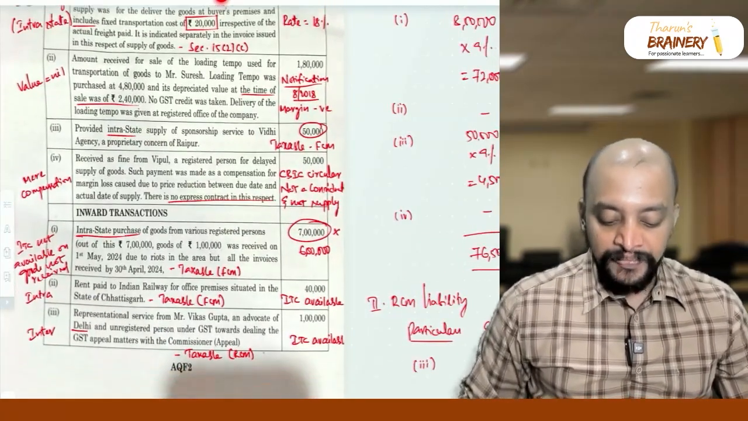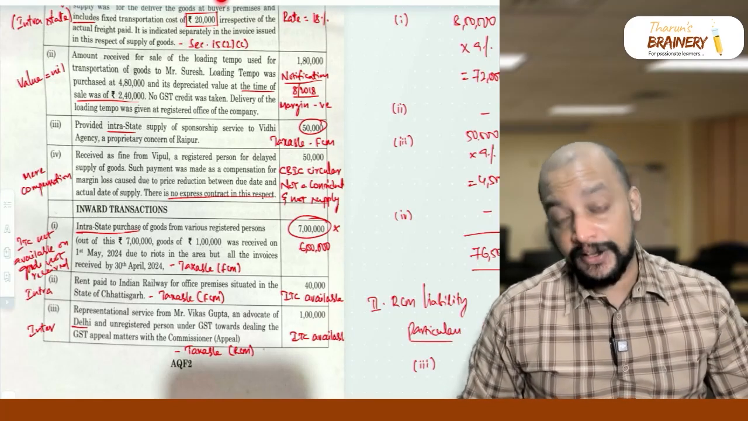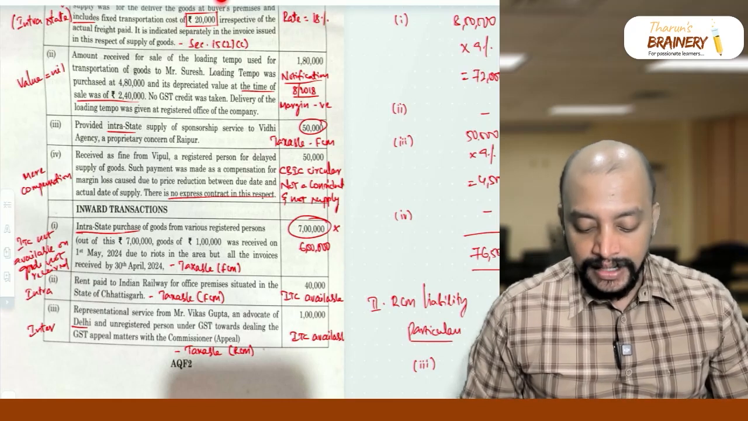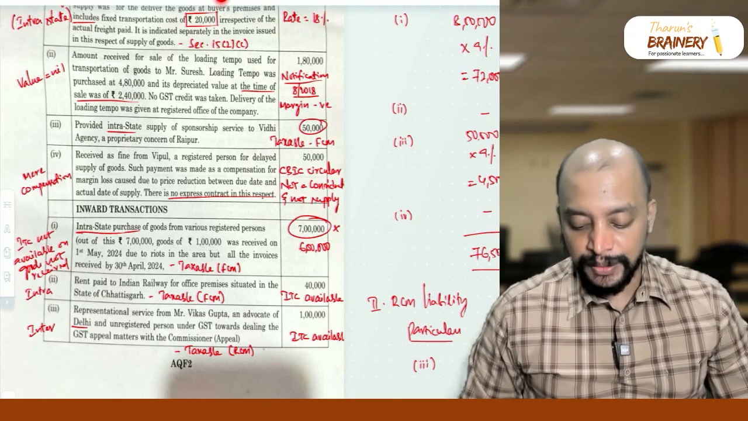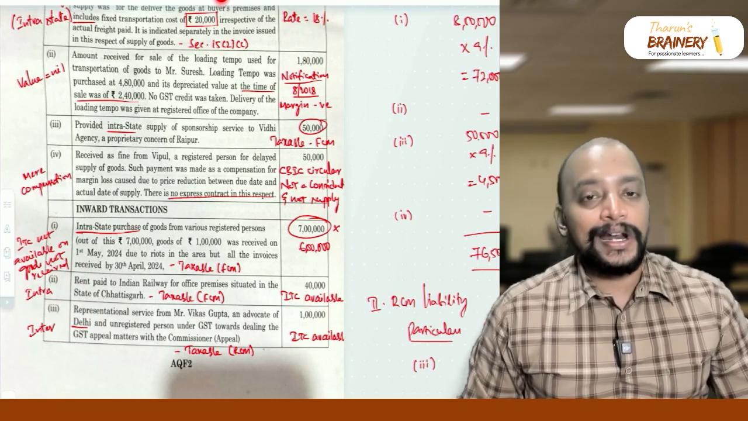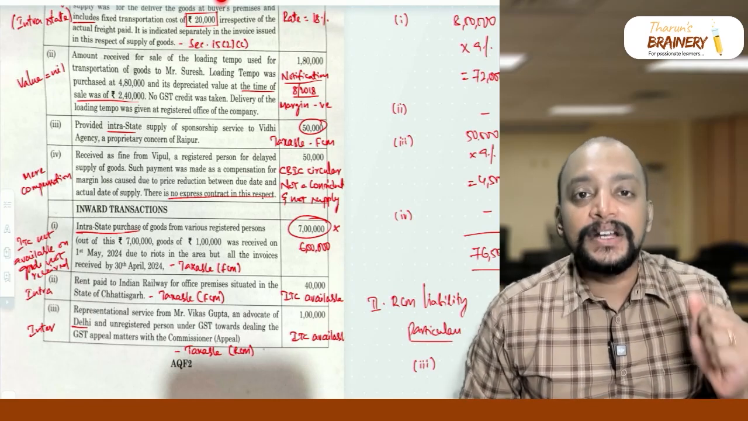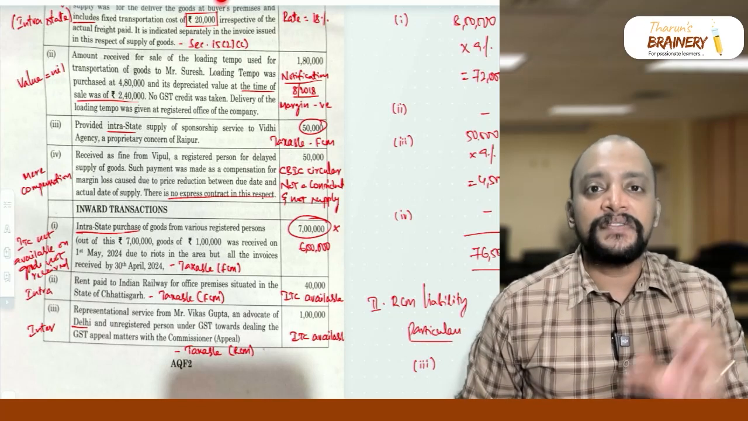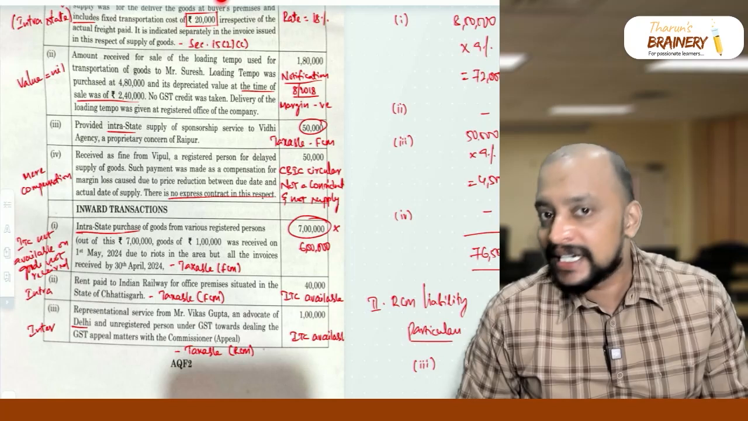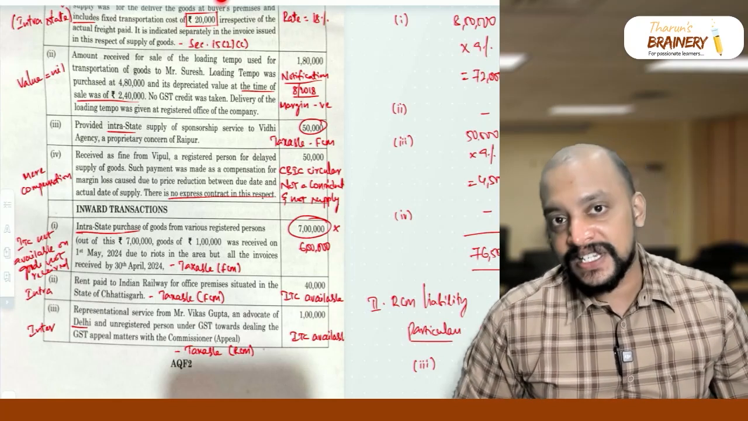Then, received as fine from Vipul, a registered person, for delayed supply of goods. Such payment was made as a compensation for margin loss cost due to price reduction between the due date and the actual date of supply. There is no express contract in this respect. So as there is no contract, it will not come under liquidated damages. The difference between liquidated and unliquidated damages is that if it is arising out of a contract only, it will be called liquidated damages. Here it is not liquidated damages, it is mere compensation which is payable.